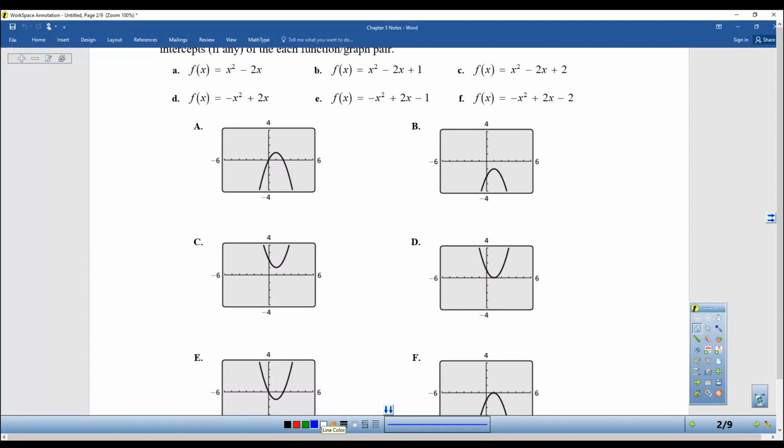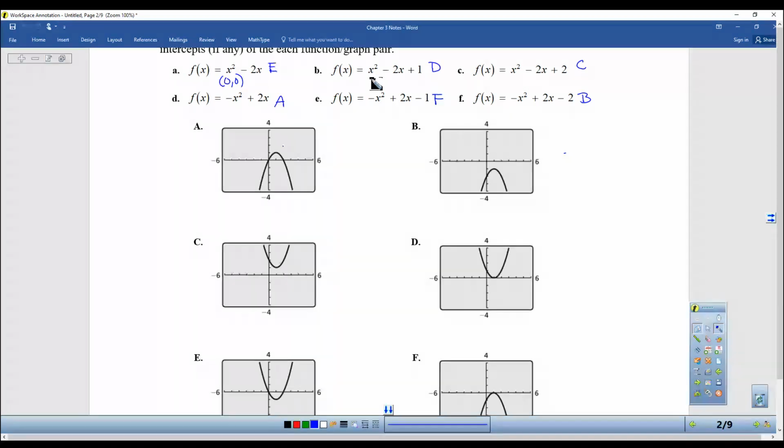Okay, let's see how you did. So the order is E, and then A, D, F, C, and B. And the way that I know that is A has to be going up. So right away, it's either got to be D, C, or E. But then, using the y-intercepts, I know that when x is 0, y is 0. Well, this one doesn't cross 0, 0. This one doesn't cross 0, 0. So that's how I knew it was E. And you can do that for all of them.